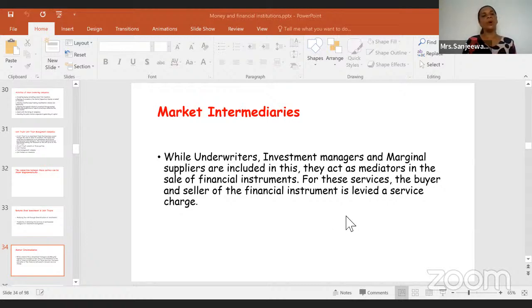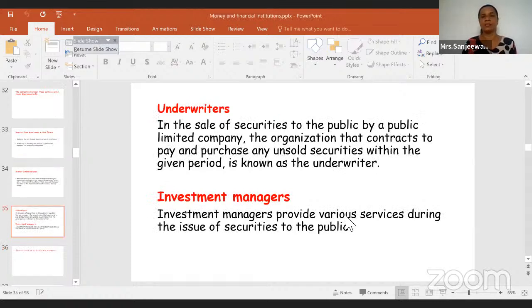Then underwriters. So who are underwriters? I explained this earlier also a bit. In the sale of securities to the public by a public limited company, they can sell securities or shares to the general public, no? The organization that contracts to purchase any unsold securities within the given period is known as an underwriter. If I'm doing underwriting, I can buy unsold securities. That's my duty; they are underwriters.